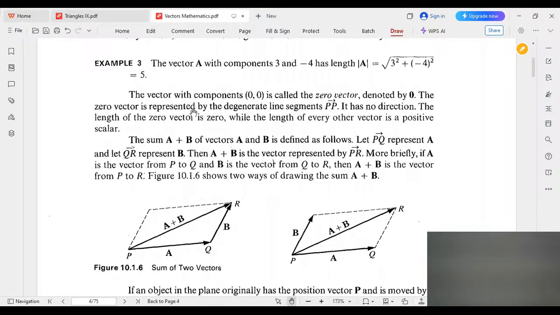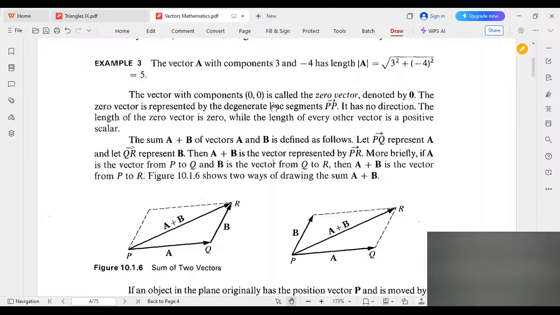The vector with the components 0, 0 is called the zero vector, denoted by the boldface letter 0. The zero vector is represented by the degenerate line segment PP. It has no direction. So the zero vector has no direction, but the length of the zero vector is 0. So the magnitude is 0 and it has no direction.